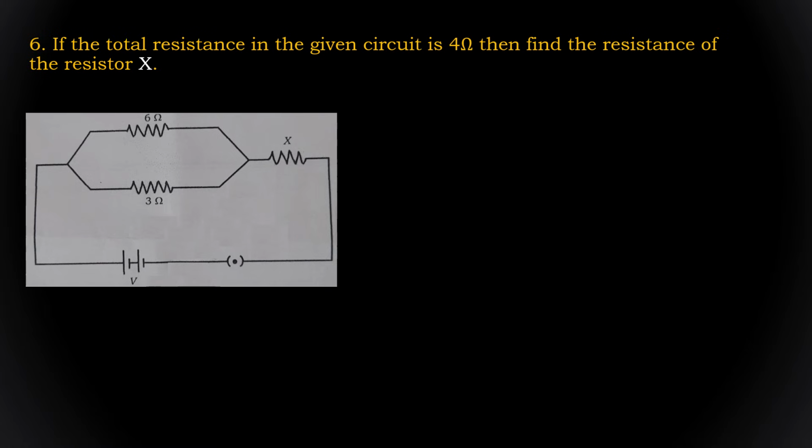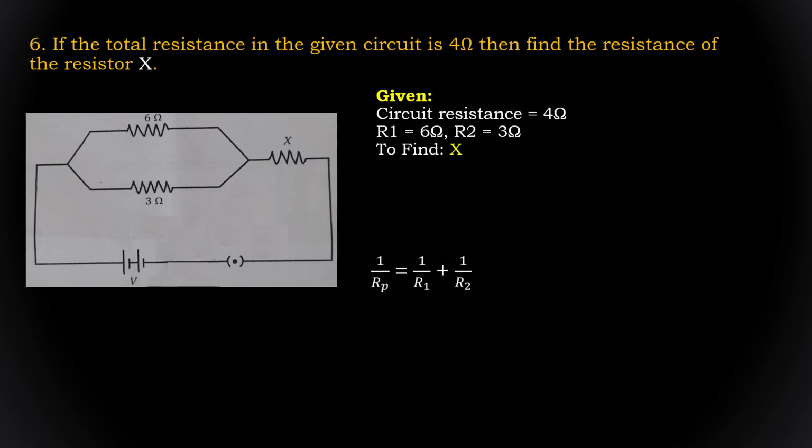With the question and the circuit, we can write the given. What is being given? The total resistance of the circuit is 4 ohms. R1, which I've taken as 6 ohms, and R2 I've taken as 3 ohms. We have to find the value of X. When we look at these two resistors, they are connected in parallel. To find the equivalent resistance of that, we will apply the resistance in parallel formula. We get 1 by Rp is equal to 1 by R1 plus 1 by R2. We replace the values of R1 and R2. We get 1 by Rp is equal to 1 by 6 plus 1 by 3.